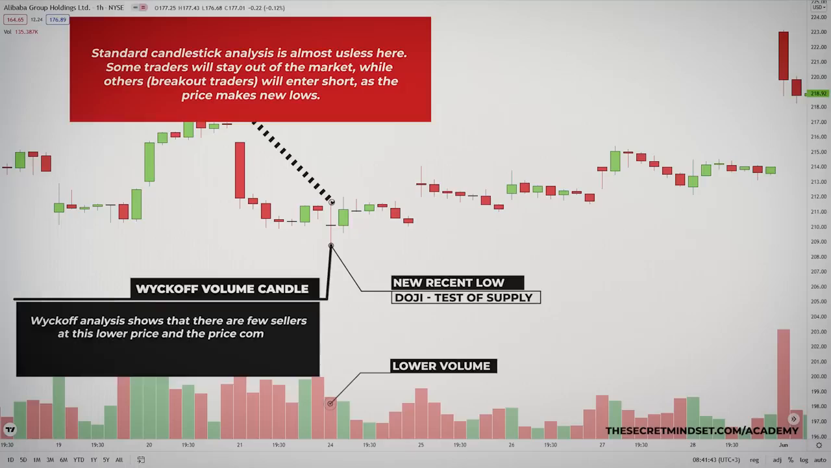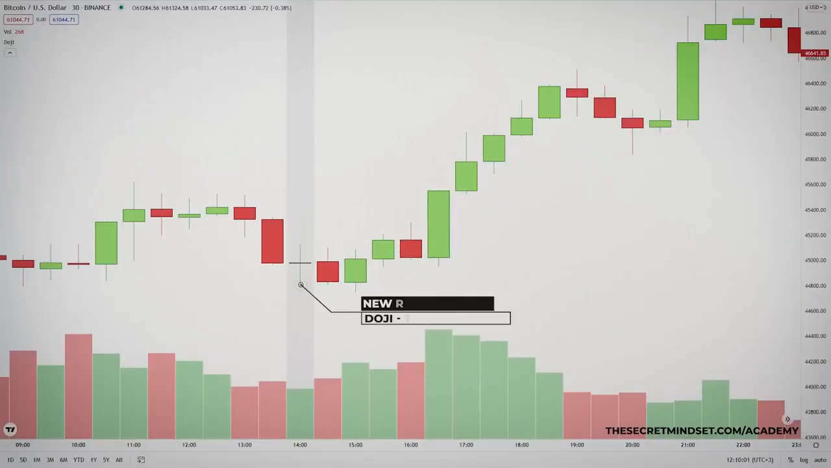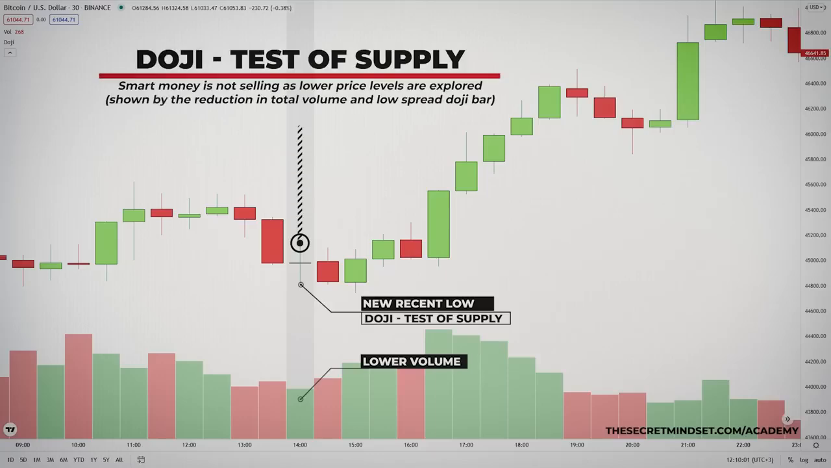However, when viewed from a Wyckoff candle volume analysis perspective, it's clear that no indecision exists here. The chart shows that there are a few sellers at this lower price, and the price comes back to close near the open. Within the next bars, this market started making higher highs and higher lows, and increased almost $5. With this formation, it's important to understand that the smart money, which represents a large percentage of the overall trading volume, is not selling as lower price levels are explored. This is clearly evident and is shown by the reduction in the total volume.